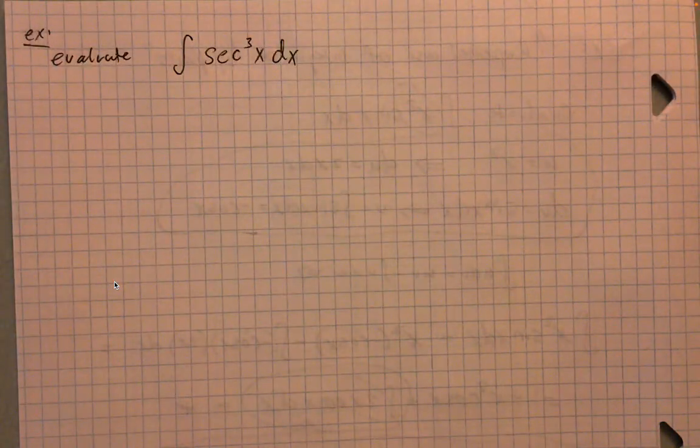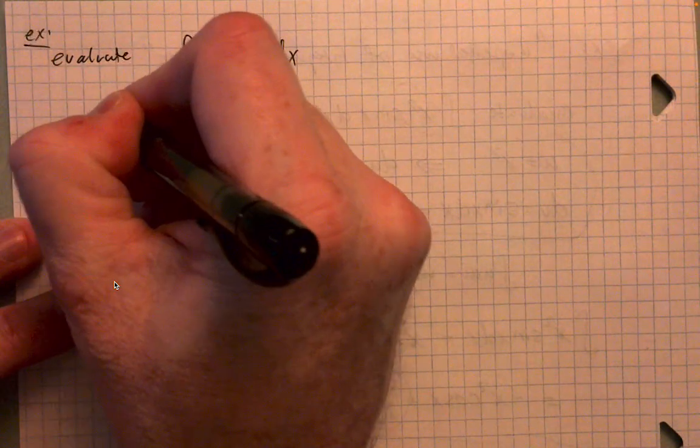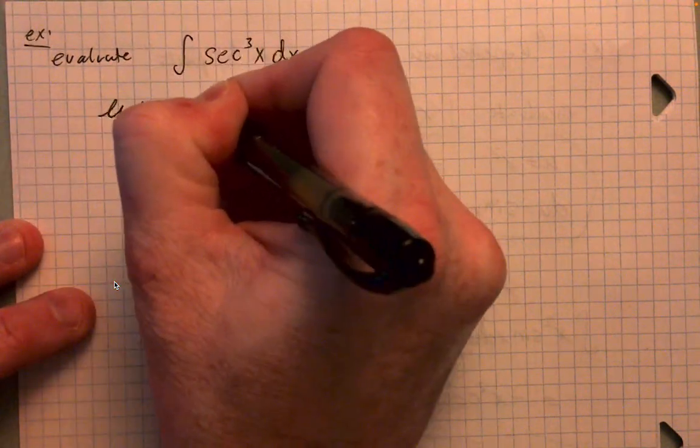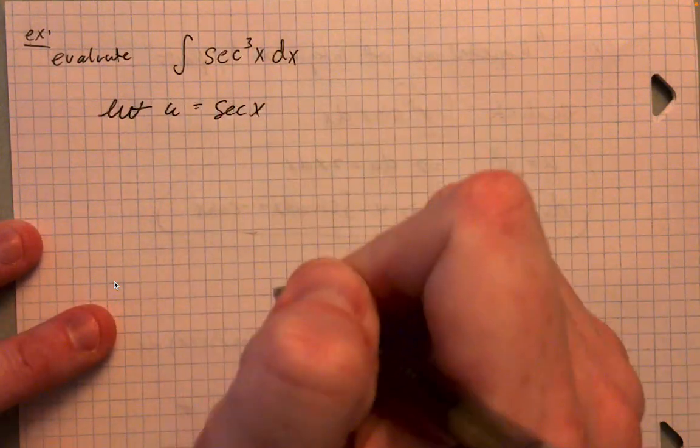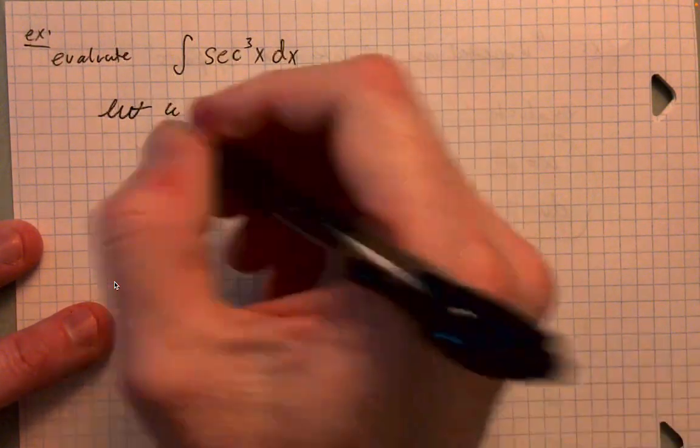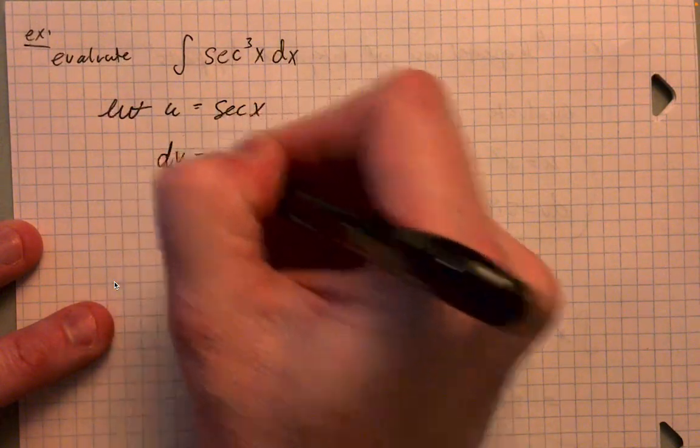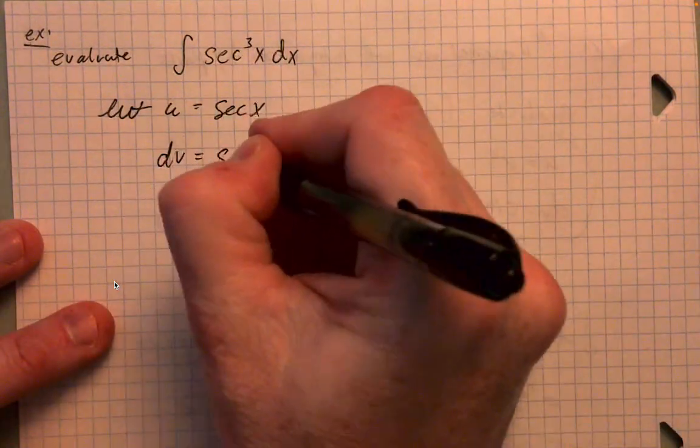So again, we don't have a good way to integrate this. There's obviously no integration rule that we can apply to this secant function. Certainly not the secant cubed function. So let's try integration by parts. Let's let u equal secant x. Okay, and then the rest of it, dv, let's let that equal the secant squared.